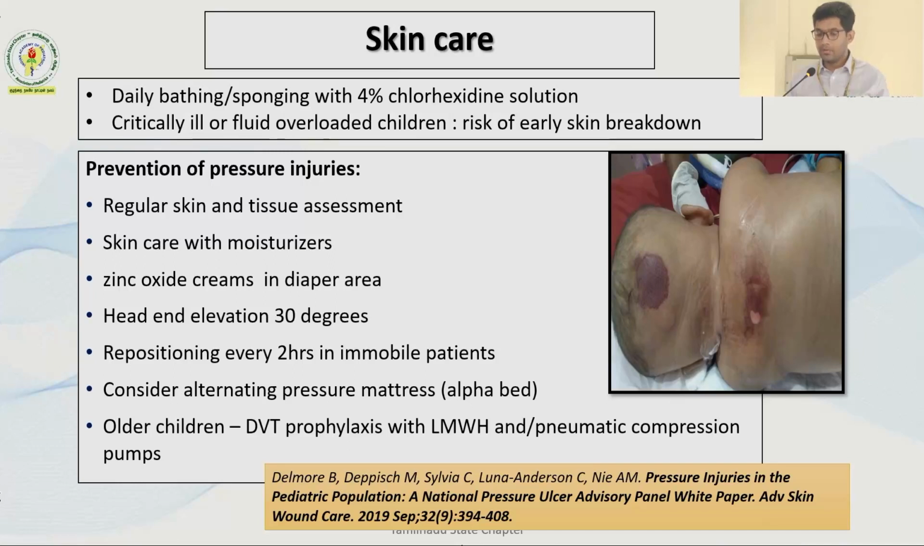The most important one is repositioning the child every 2 hours if there are no contraindications. A sedated, paralyzed child can be at risk of multiple skin breakdowns. In an older child, DVT prophylaxis or pneumatic compression pumps can also be considered.